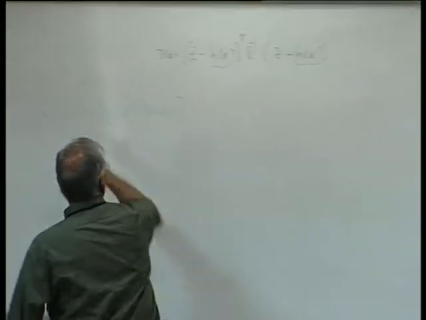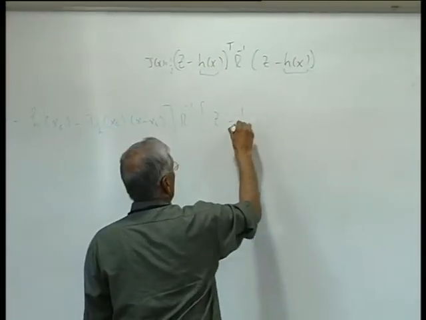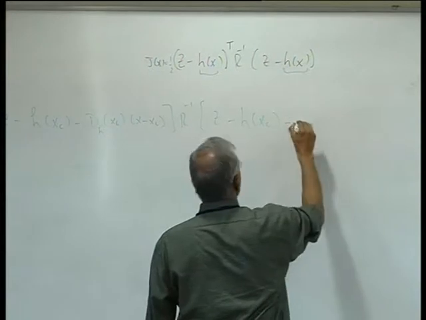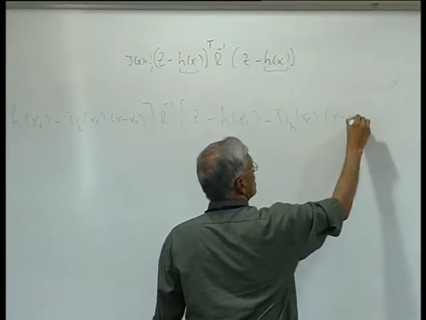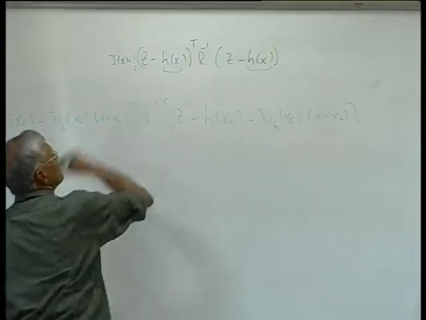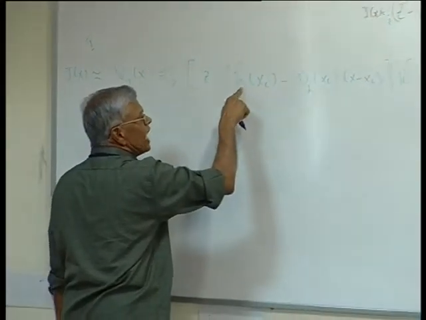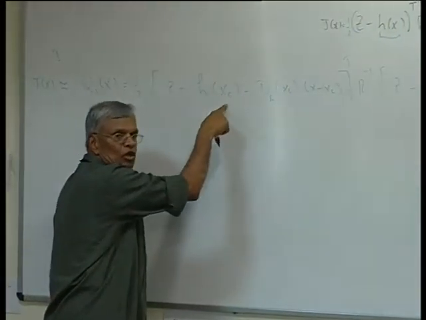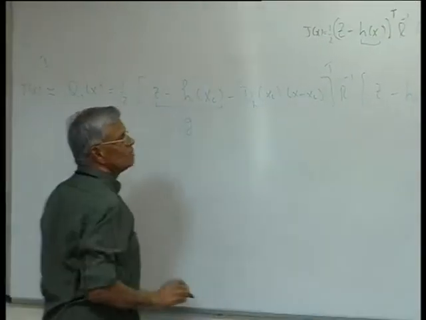I get here, I have an R inverse. I would like you to get a quick aha very soon. (dh xc (x minus xc)) transpose. So what I'm going to do now, this is the vector, this is h evaluated at xc, this is the known quantity, so I'm simply going to call this vector g. Why? I don't want to write too many things.